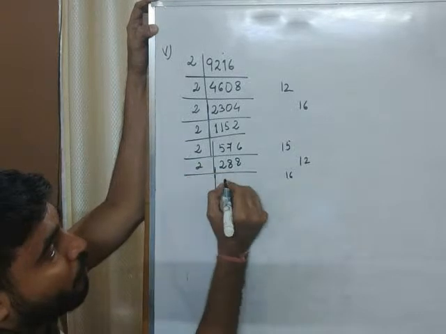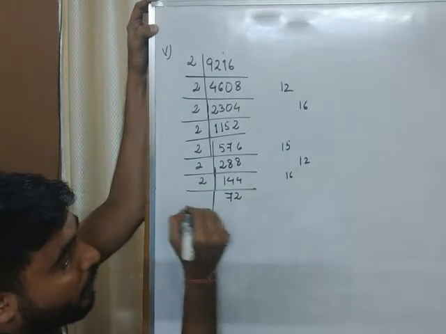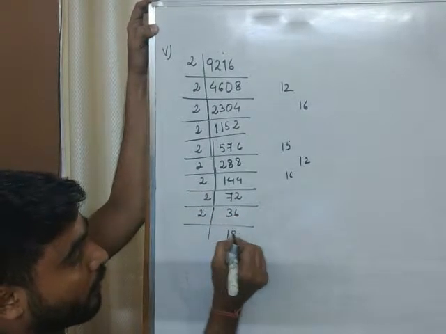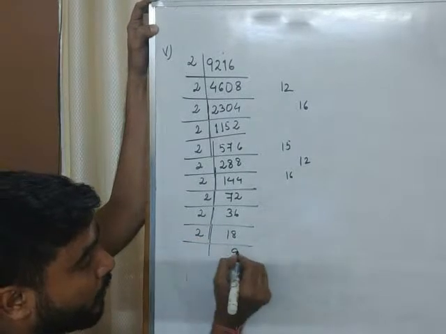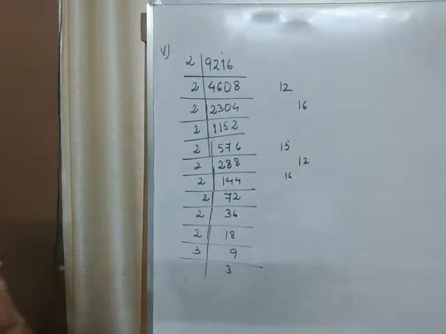Again in the table of 2, 144. Again in the table of 2, 72. Again in the table of 2, 36. Again in the table of 2, 18. Again in the table of 2, 9 times. Again in the table of 3, 3 times. Clear? So this is a long one.